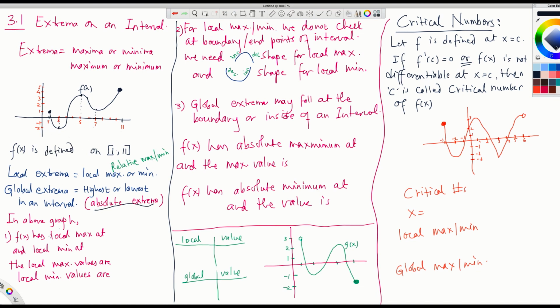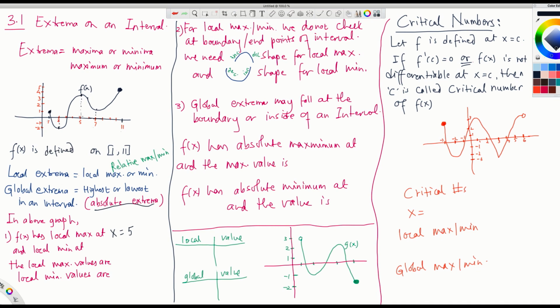Okay, let us see that. In this graph, f(x) has a local max at x equals to what point? This is one point, at x equals to 5 only. Because for the other points, this one is not local. Why is it not local? Because we don't know what is happening on the right side of 11. The function is terminated at 11. We don't know what is on the right side of 11.